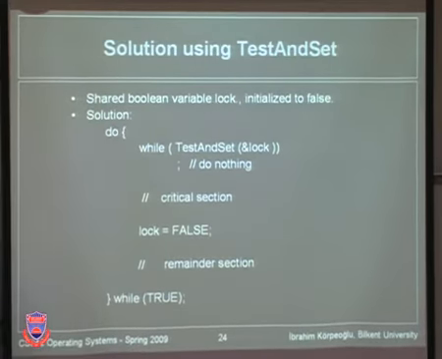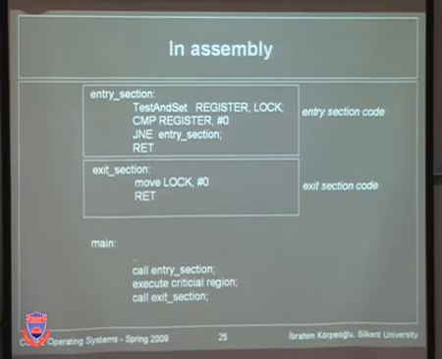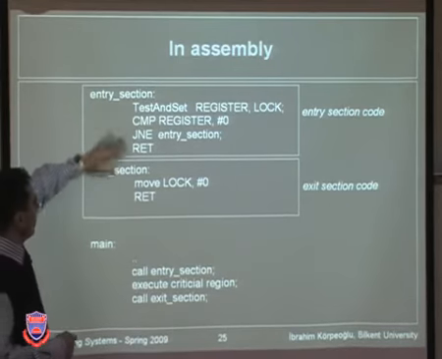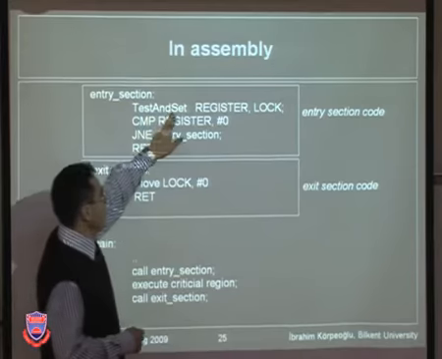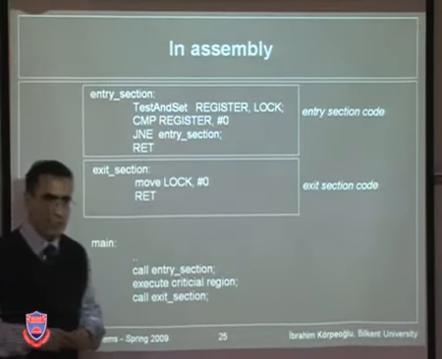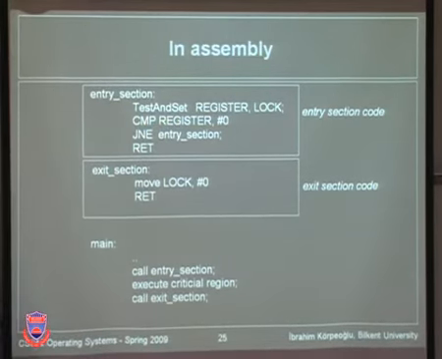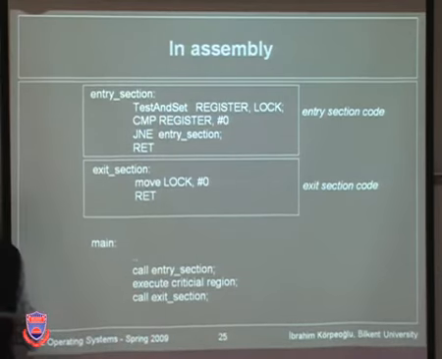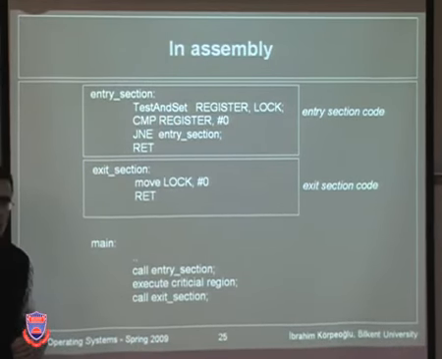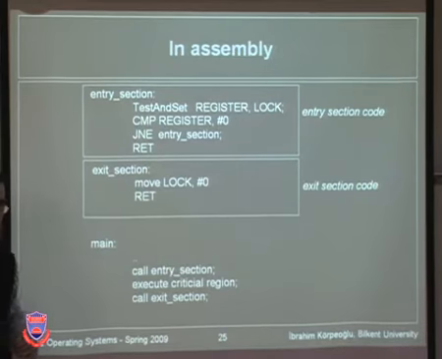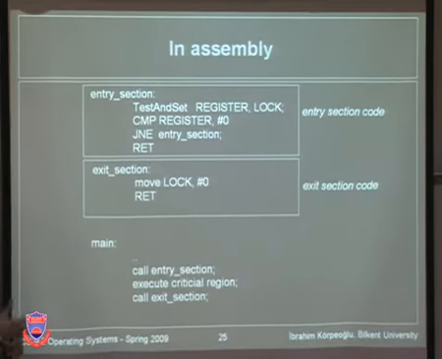Any questions here? We can actually code this in assembly like this. So you can encode the entry section and exit section also in assembly. So here, TestAndSet, for example, can be a machine instruction that is reading the value of lock from memory into a register, and meanwhile setting the value of lock to 1. And then looking at the register value, whether the lock value was 0 or 1.